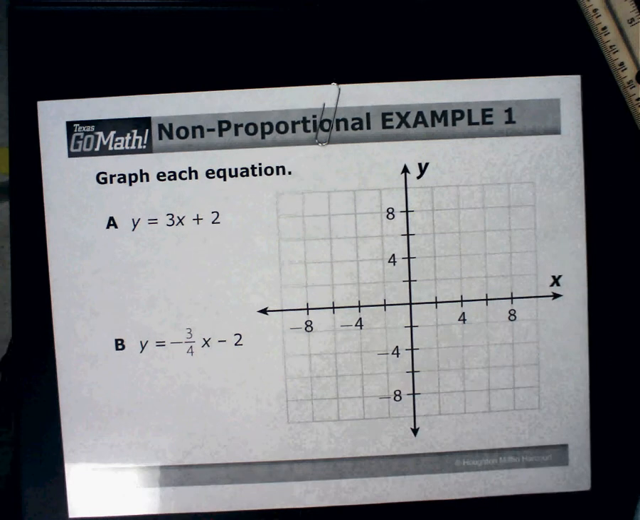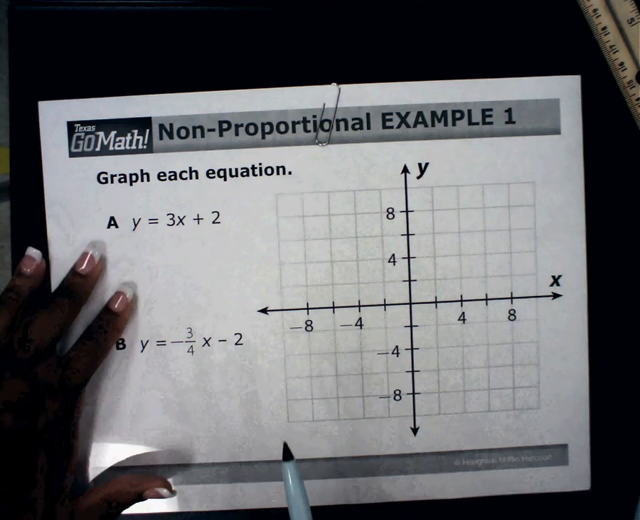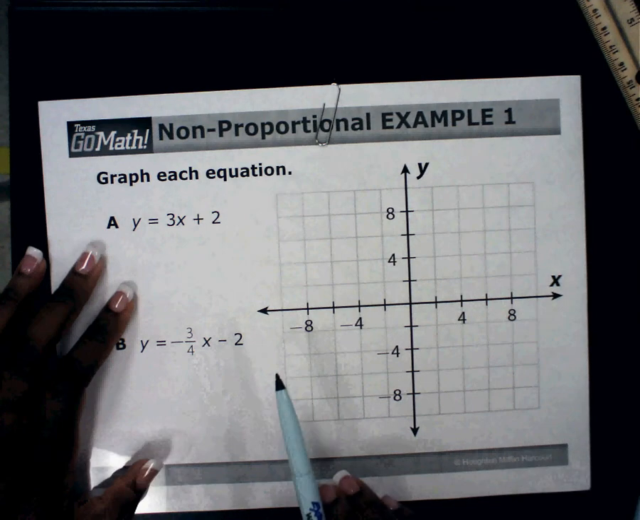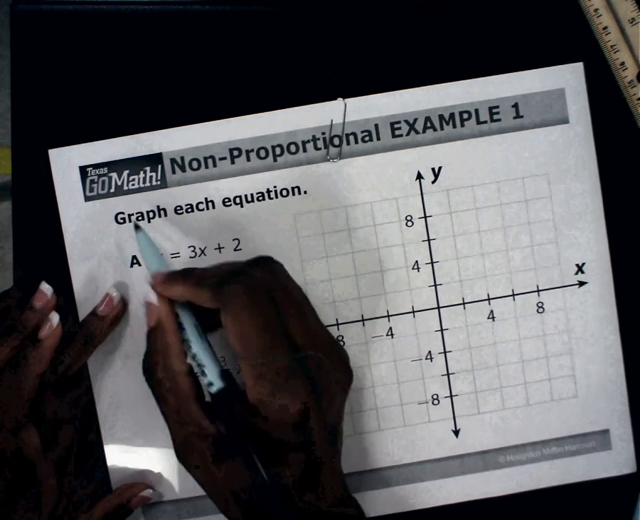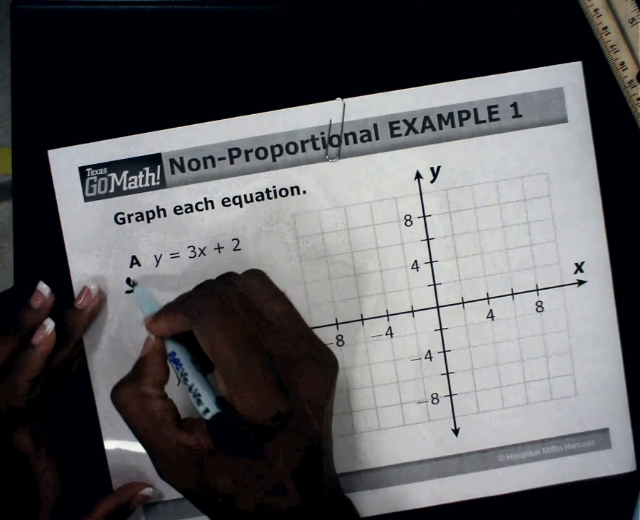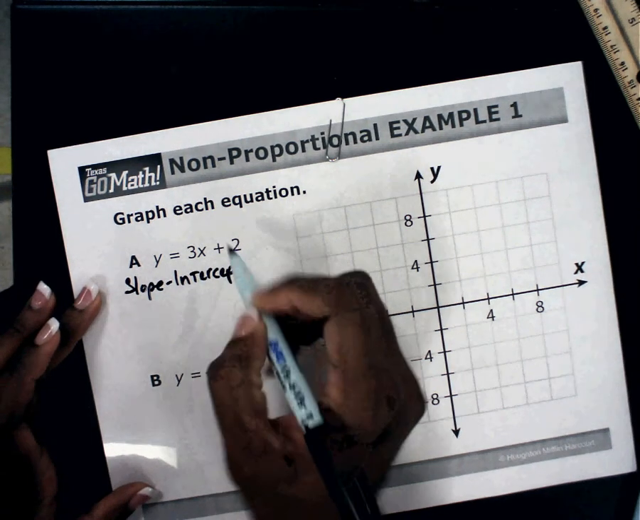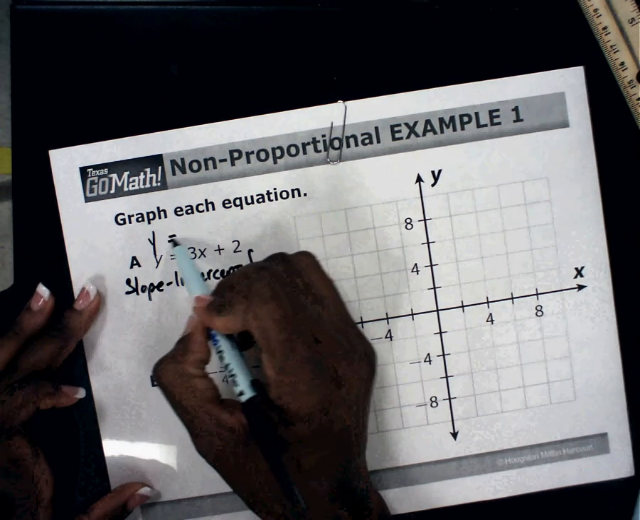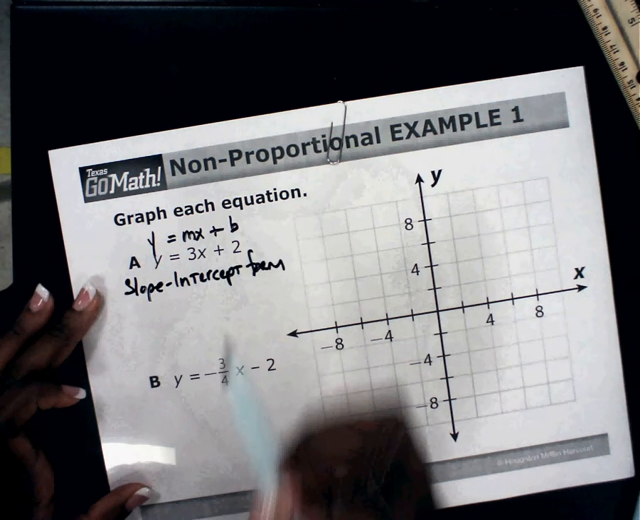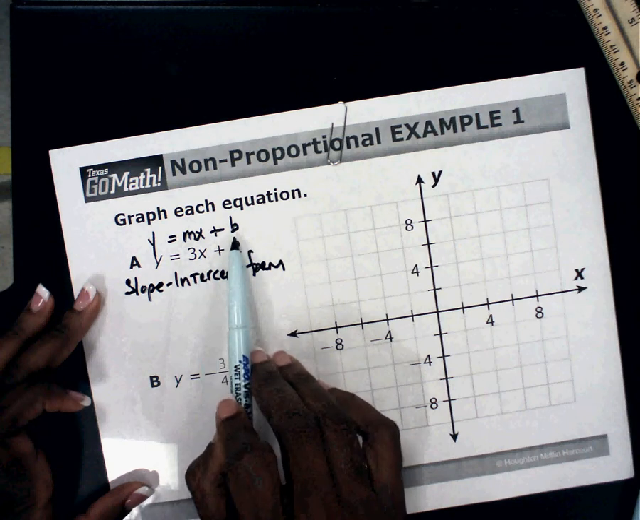Okay, so let's look at graphing non-proportional linear equations. The first thing that we need to do when we're graphing an equation is look at the actual form of the equation, and right now it's in slope-intercept form. That means it's in the form of y equals mx plus b, where m is going to be our slope, and b is going to be our y-intercept.